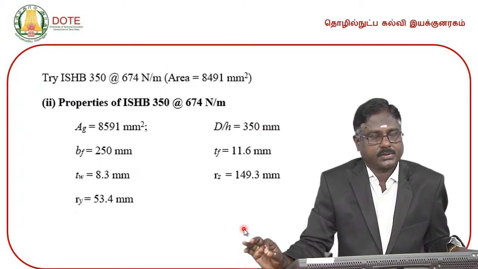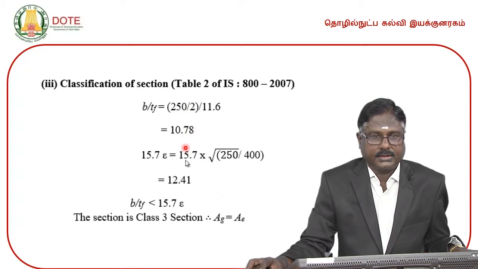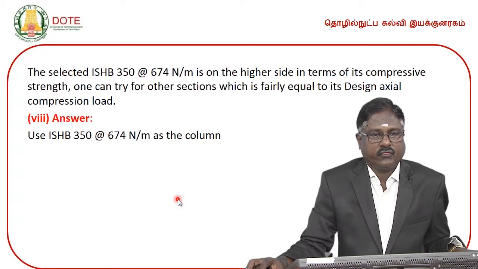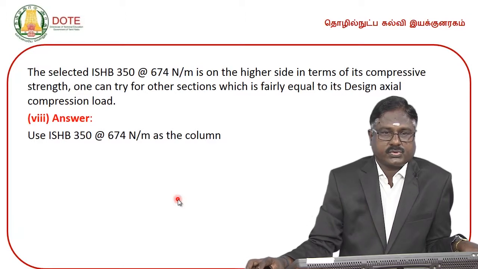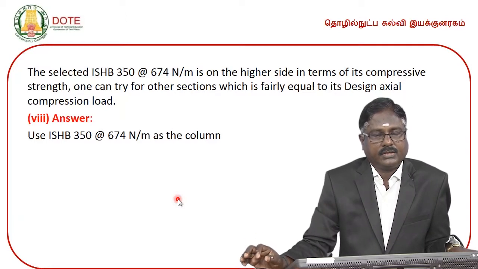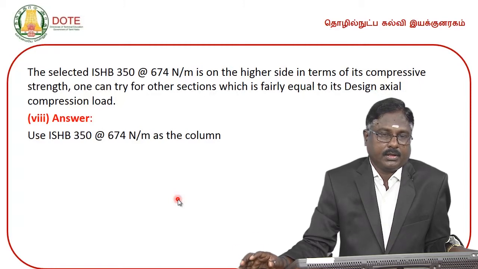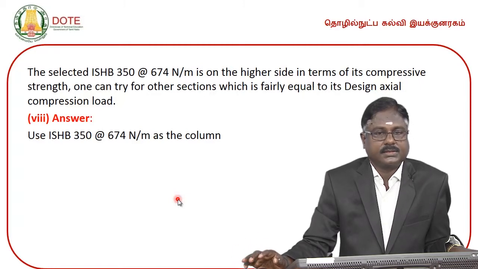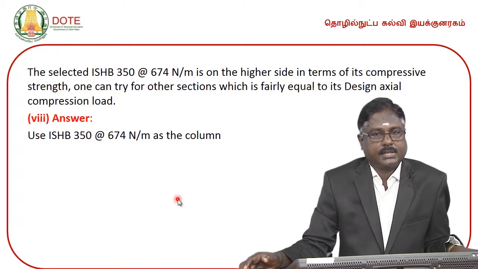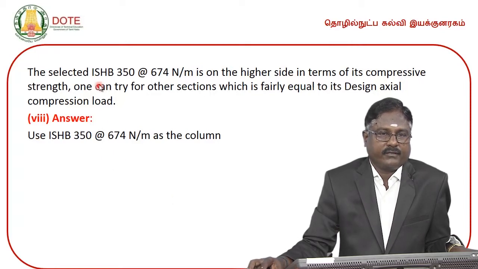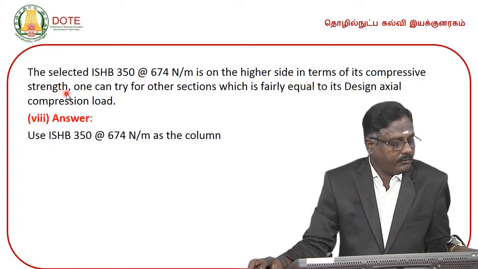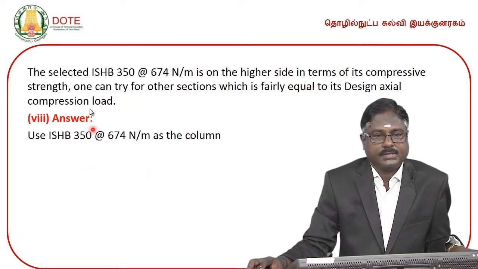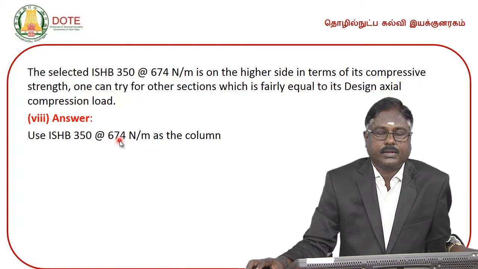Find the design compressive strength of the member by following these steps, and once you find the design compressive strength of the member, you compare that with the design compressive load given. If the design compressive strength of the member is greater than the design compressive load, then the section selected is okay and you can provide the same section. So, for this problem we have selected ISHB 350 and this is found to be suitable, since the design compressive strength of this member is greater than the design compressive load. So, this is the first example on design of compression member.